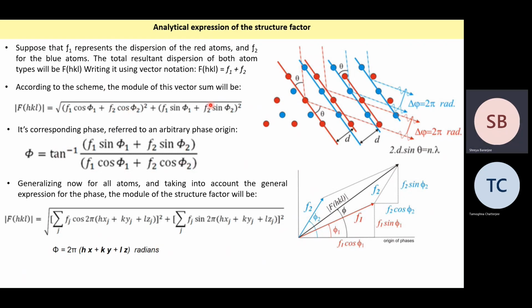This is shown just for two kinds of atoms. If you have n kinds of atoms, say j kinds of atoms, you just sum up over j. That is the general case.